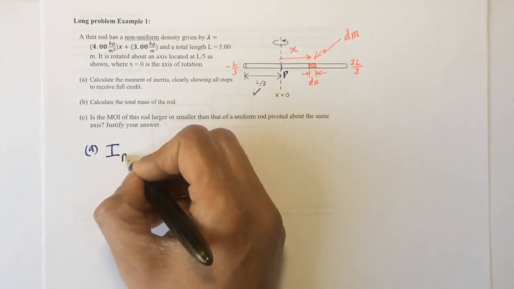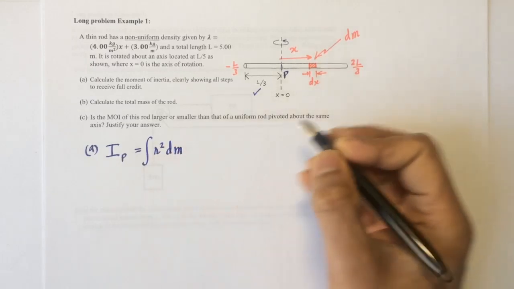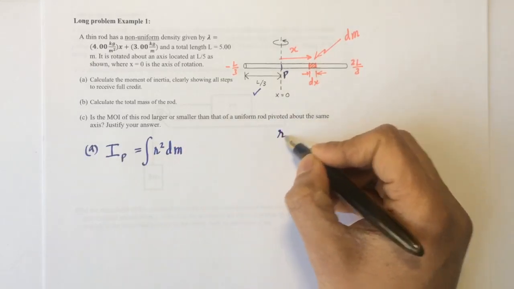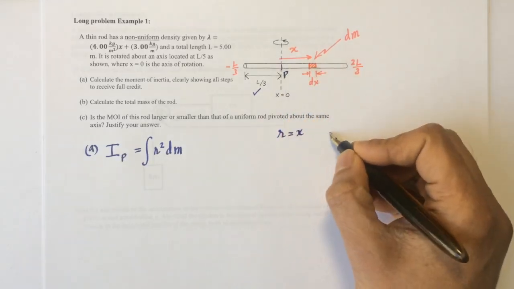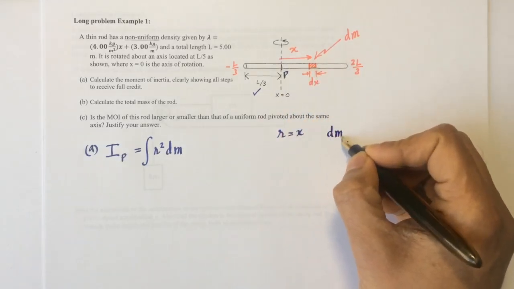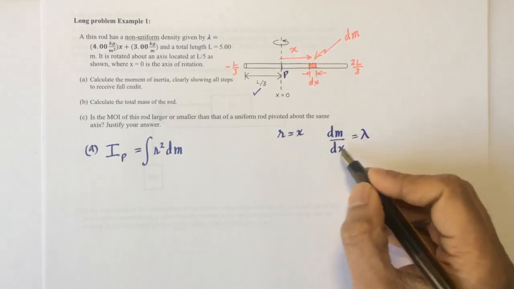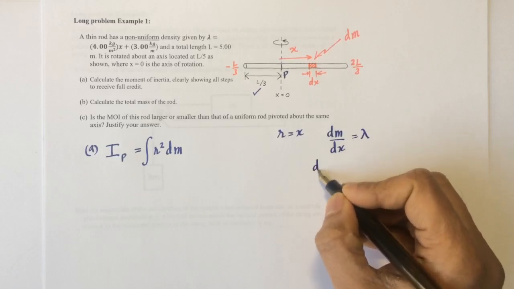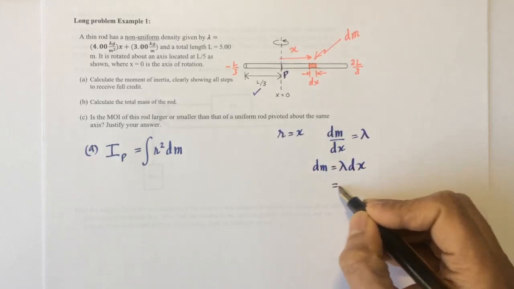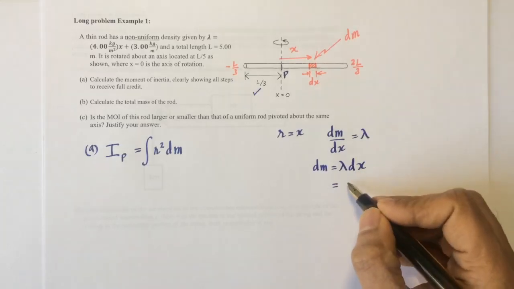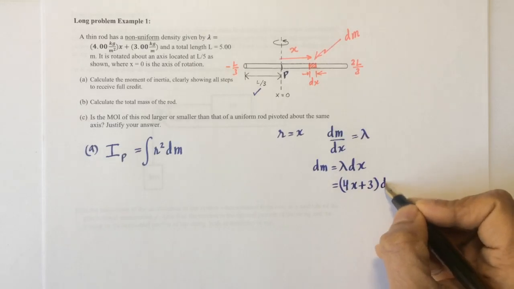So I sub P, by definition, is the integral of r squared dm. Now r here is the same as x because we are in one dimension. Now dm, what is dm? The rate of change of dm with respect to x is precisely lambda. So dm is just lambda times dx, where lambda is given to us. I'm going to omit the units, so it's 4x plus 3 times dx.